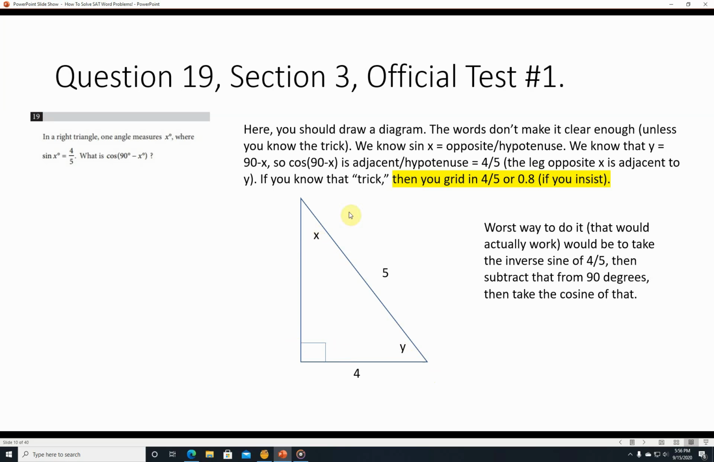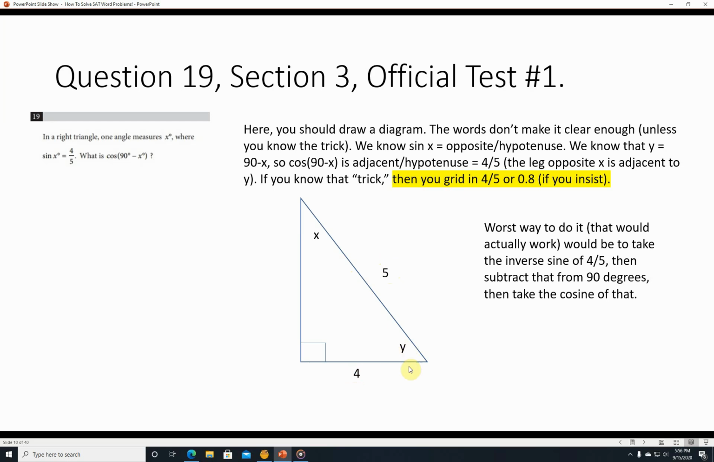All right, so we know that the sine of x is the opposite over the hypotenuse. So here's the opposite, because it's opposite the angle. Hypotenuse is always the side that's the longest one, and it's opposite the right angle. So we can just say this is 4 and this is 5, and then we have the proper ratio of 4:5 for the sine. Now, y, they want to know what cosine of 90 degrees minus x.